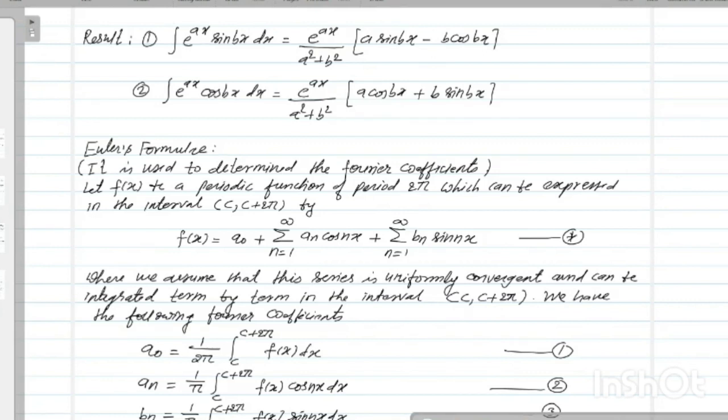Okay, so there will be two cases: if c equal to 0 and c equal to what? Minus pi. Okay, so let us write down that formula, or you can do it on your own.